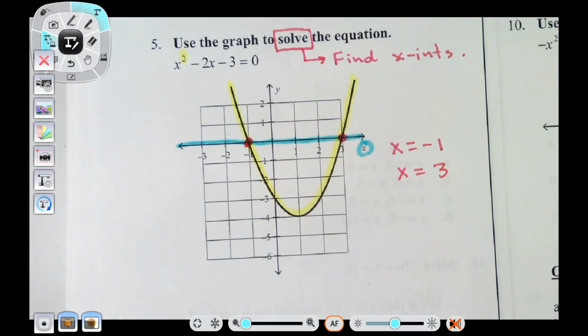If you are given the visual, right? If we have the graph, then all you have to do is look for the x-intercepts based off of that graph. All right. Once you're ready, let's flip the page.